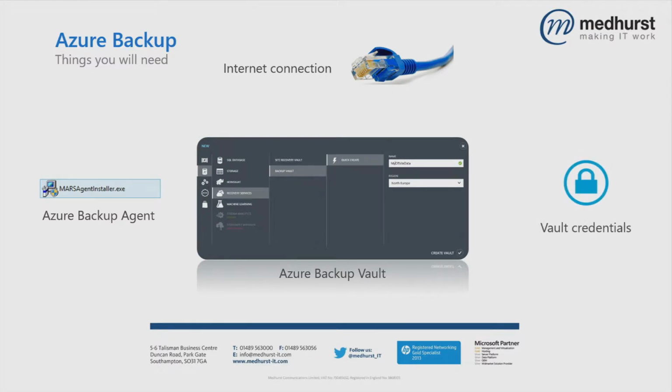You will also need something called the Vault credentials. So when you're backing up to Azure, you're not doing this over a VPN, you're doing this over the internet. So security is a big issue here. So by having a Vault credential file, which is an SSL encrypted hash algorithm, if you like, we can assure Azure of our identity. And you can download that Vault credentials file from the Azure portal.